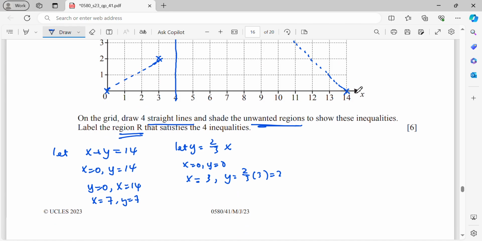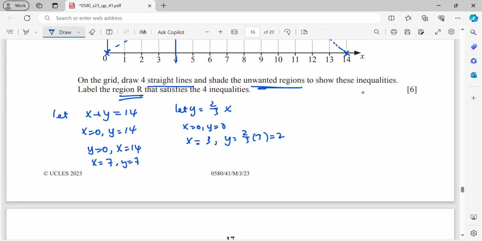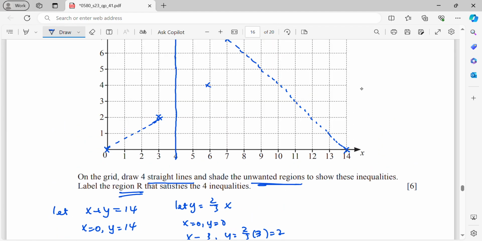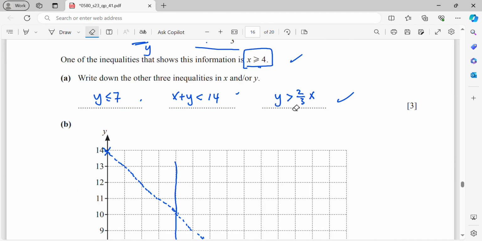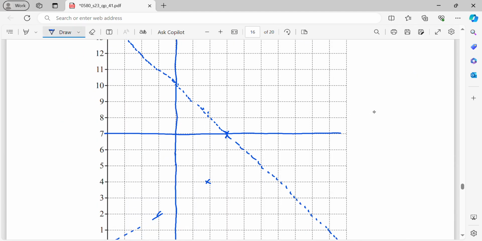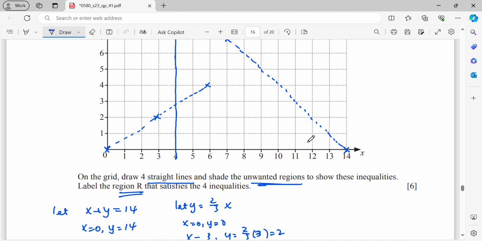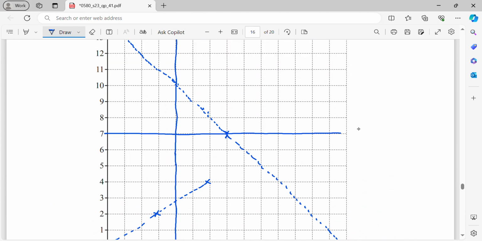If you have a ruler, just 2 points is enough. But I don't have a ruler here. I just find a few more points. When x is 6, so that I can draw a longer line, y is 4. So at least I know my graph is accurate. And look at the diagram, more than 2 over 3. Right, so it means 3 to the x and 2 up. So 1, 2, 3.